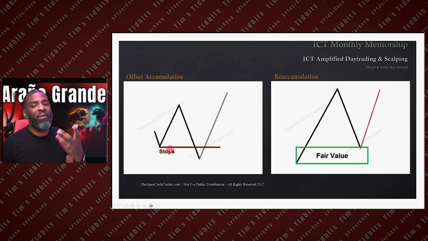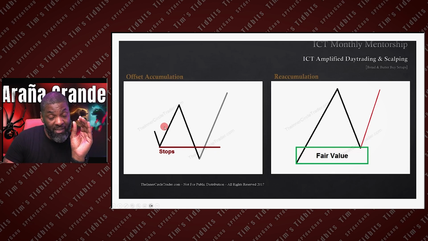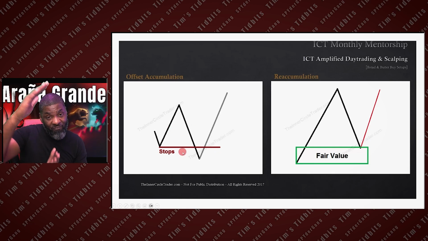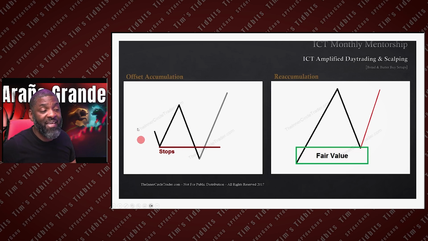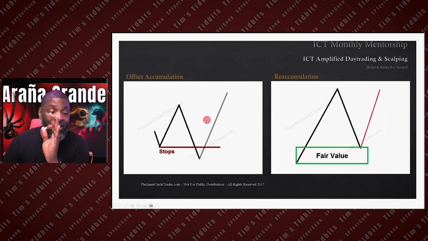Where can you anticipate seeing offset accumulation? At an anticipatory reactionary point, or when price comes to equilibrium, like 50% of the range, and it'll tend to start consolidating. If price is still bullish, it will sweep the lows again before continuing up. That's a key factor in knowing if you're still in the buy program.